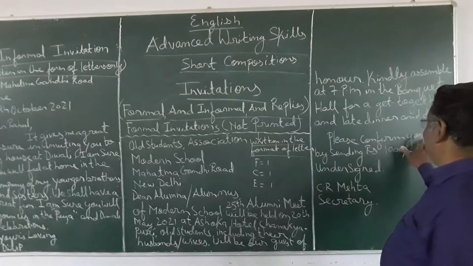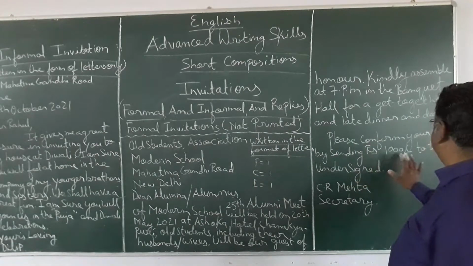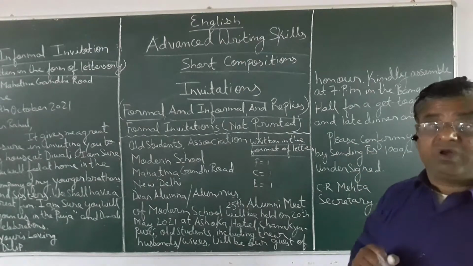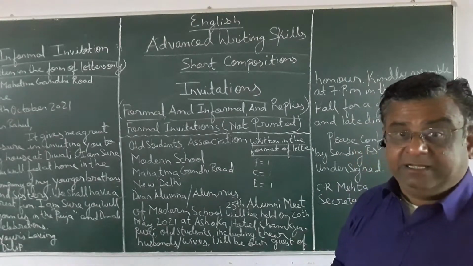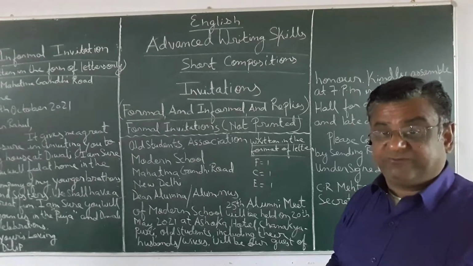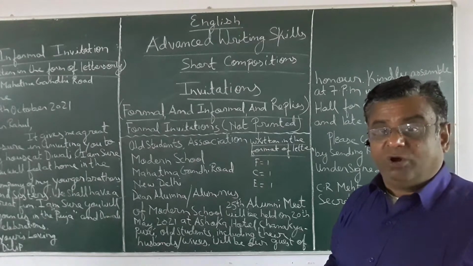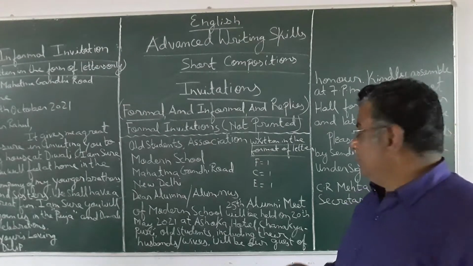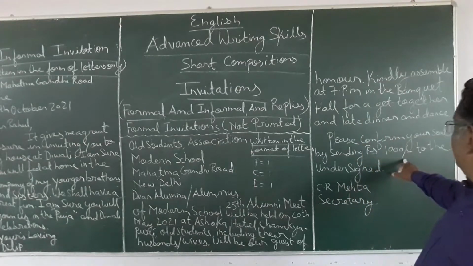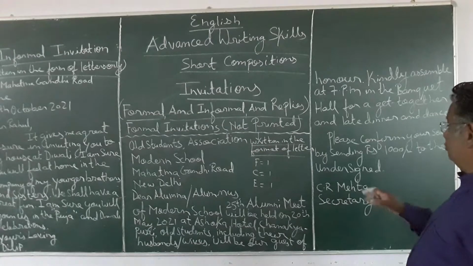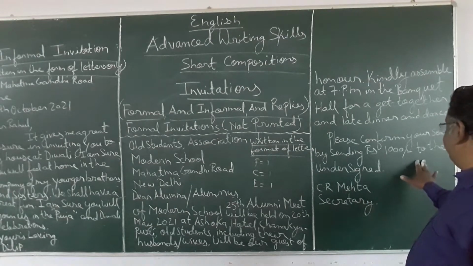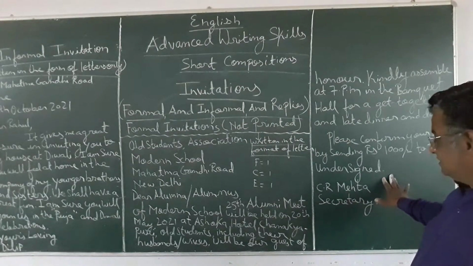Please confirm your seats by sending rupees 1000. You have to confirm your seats also because you have to send 1000 rupees for that. You have to send what? You have to send 1000 rupees to the undersigned.